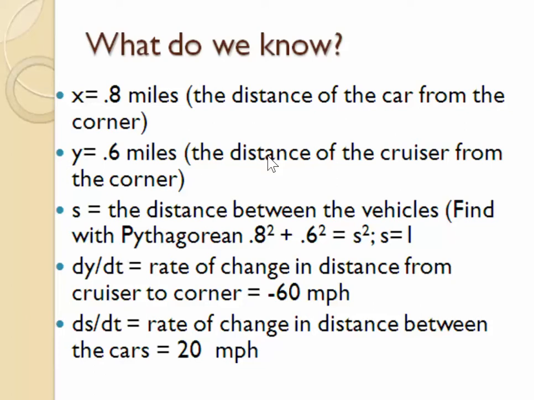Then we can look at rates we know. dy/dt is the rate of change in distance from the cruiser to the corner. That's the rate it's changing over time. That's negative 60 miles per hour, and it's negative because he's getting closer to the corner, so it's decreasing. And then we know ds/dt, the rate of change in distance between the cars. That's given to us as 20 miles per hour. What we're looking for is the rate of change of the other car, so we're looking for dx/dt.